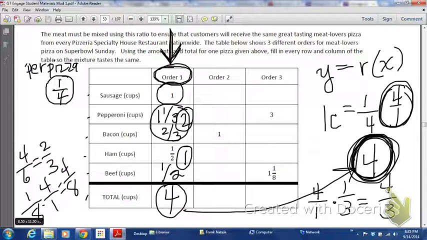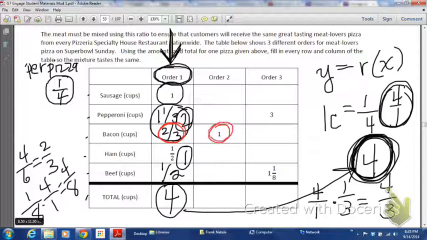Alrighty, so how about order 2? You go ahead and give this one a whirl. And you'll notice that you have just one piece of information. In this one here, you have 1 full cup of bacon. Alrighty. Now, if you look at it, I just would want to ask you right away, in order 1, you notice that there were 2/3 cup of bacon.